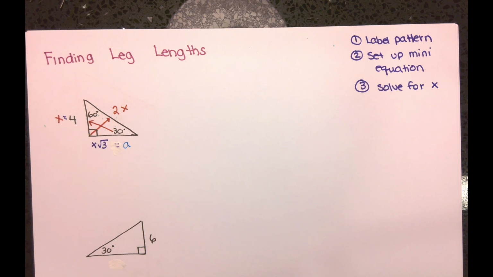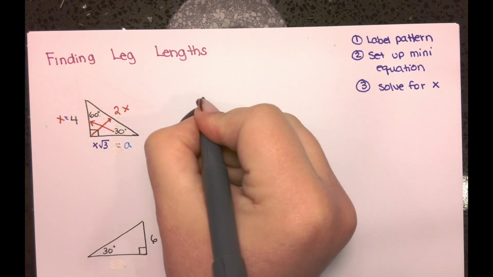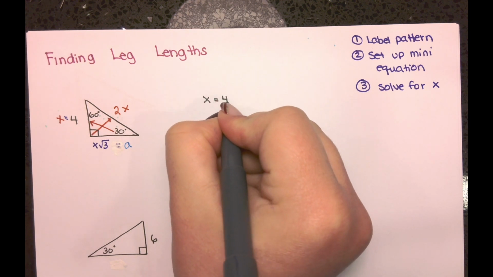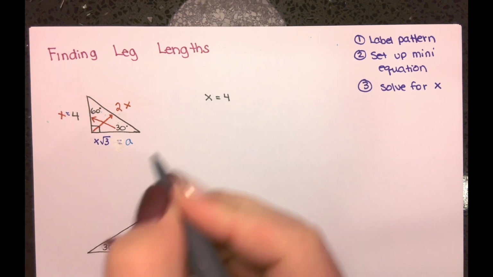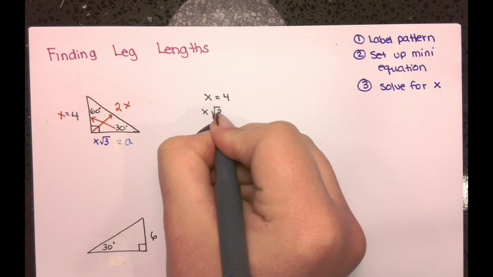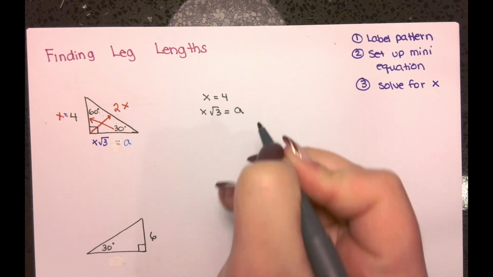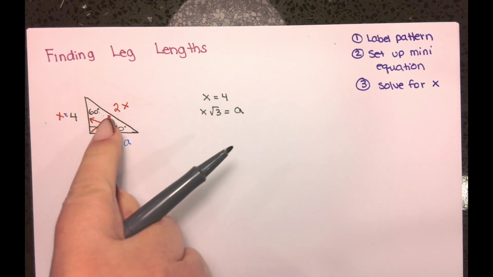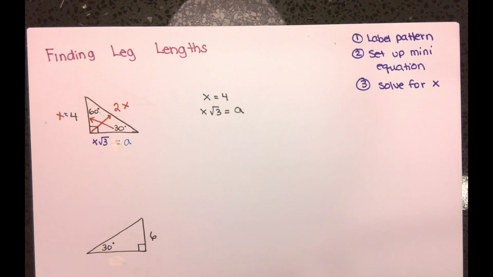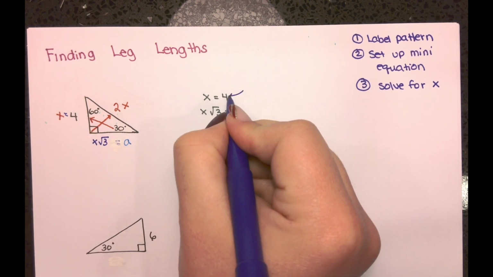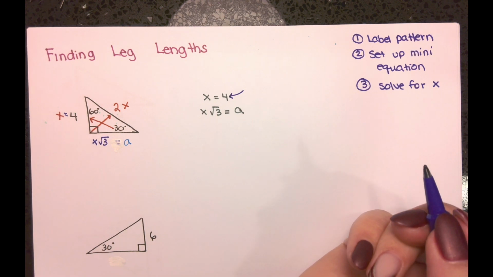So once you see this, then you can set up your mini equations. Now, what do we have? We have x is 4. That's a mini equation. Then we have x root 3 is equal to a. That's a mini equation. Now, 2x, we can solve for that. Nothing wrong with that, but that's not what they want. They don't really care about that. Okay, let's solve for x. Done, right? X is already solved for us.